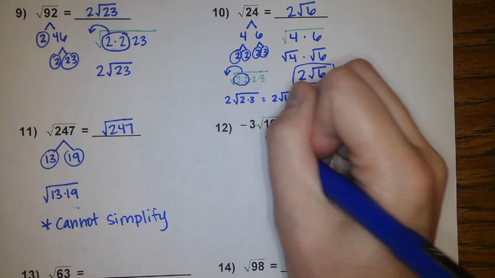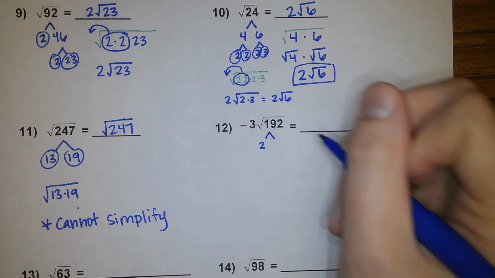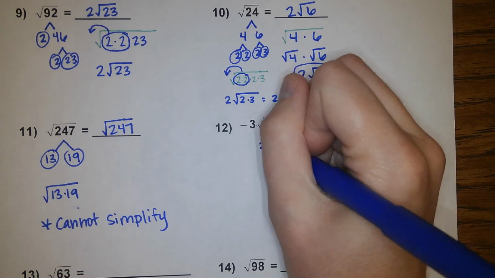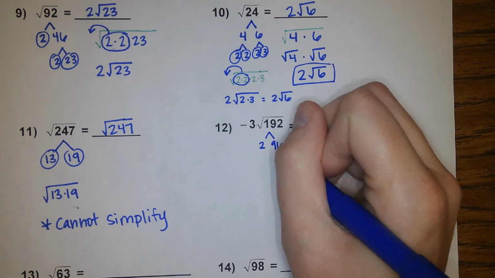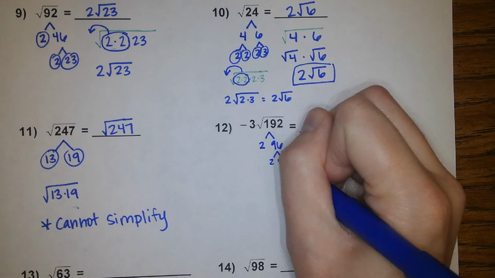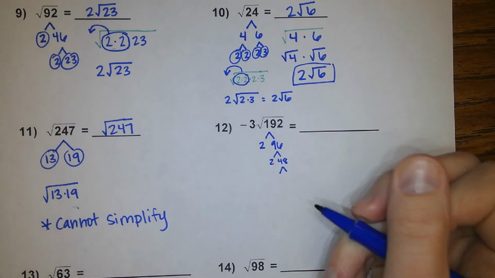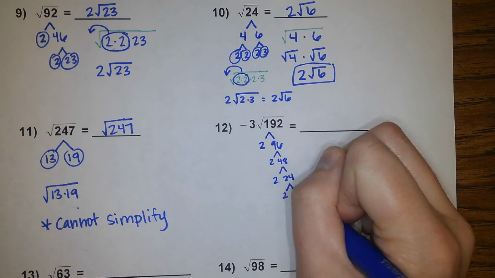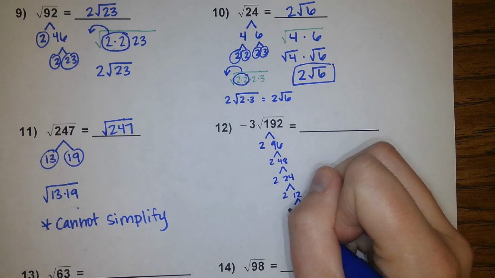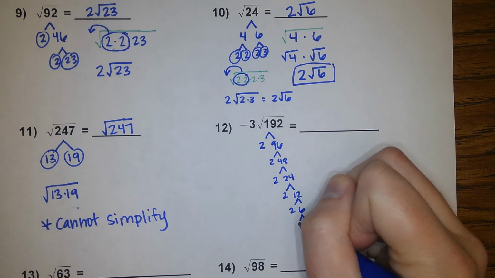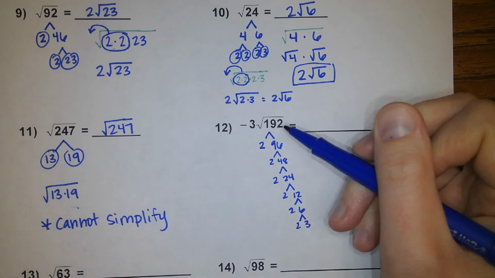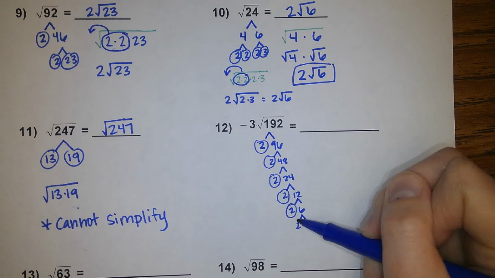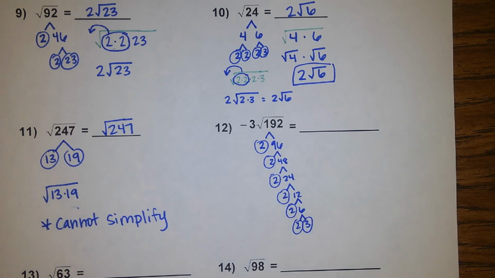So I'm going to say that would be 2, and 192 divided by 2 would be what? 96. And then 96 is 2 and 48. 48 is 2 and 24. Then we have 2 and 12. Then we have 2 and 6. And then we have 2 and 3. That is a lot of 2's. So I'm going to take all these guys. Those are all of our prime factors.